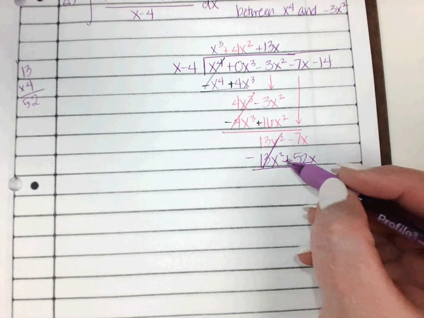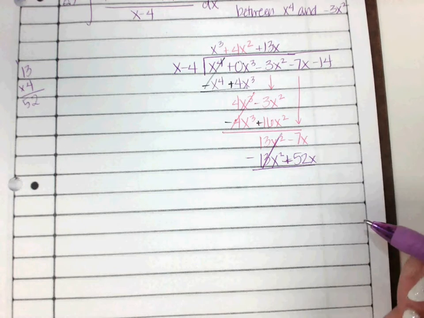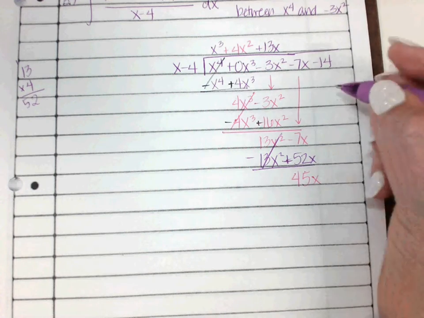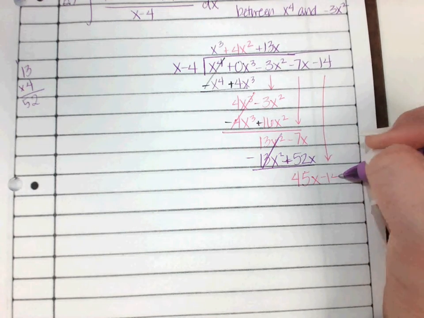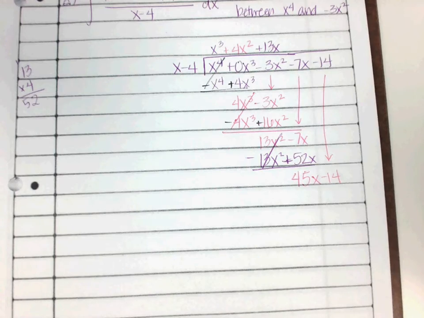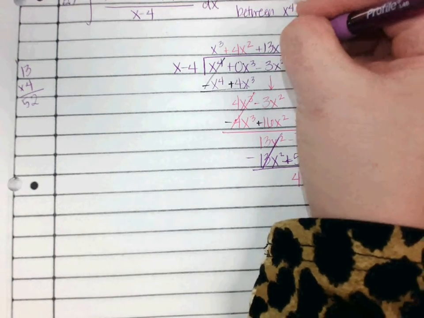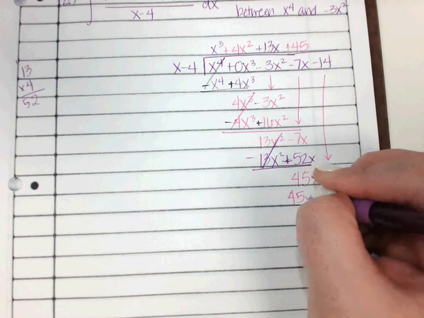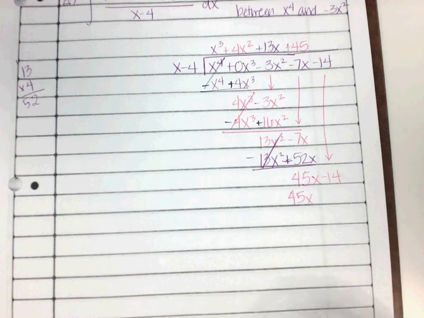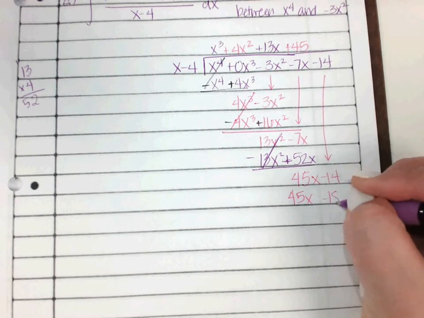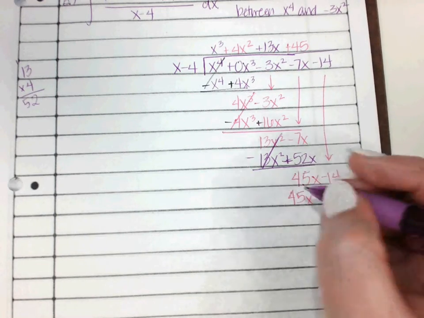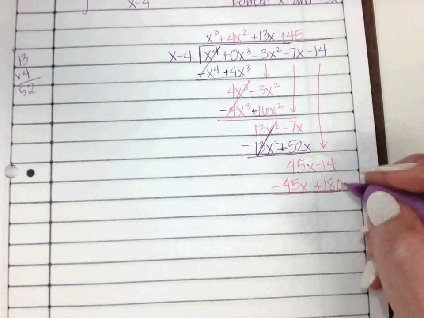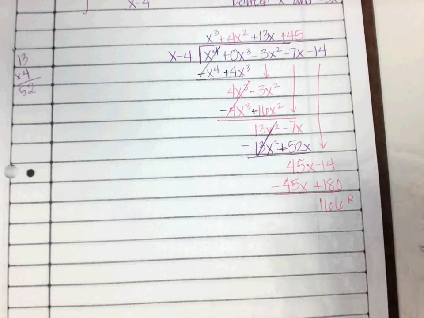Hold on. This is a plus 52 and a minus 7, so 45. Okay, then carry down minus 14. From there, x to get a 45x needs a 45. 45 times x is 45x. 45 times 4, that's 90 twice, that'd be 180. But then I take my minus 180 and I turn it to a positive. And then 180 minus 14 is... Ooh, you got it right. Good job.